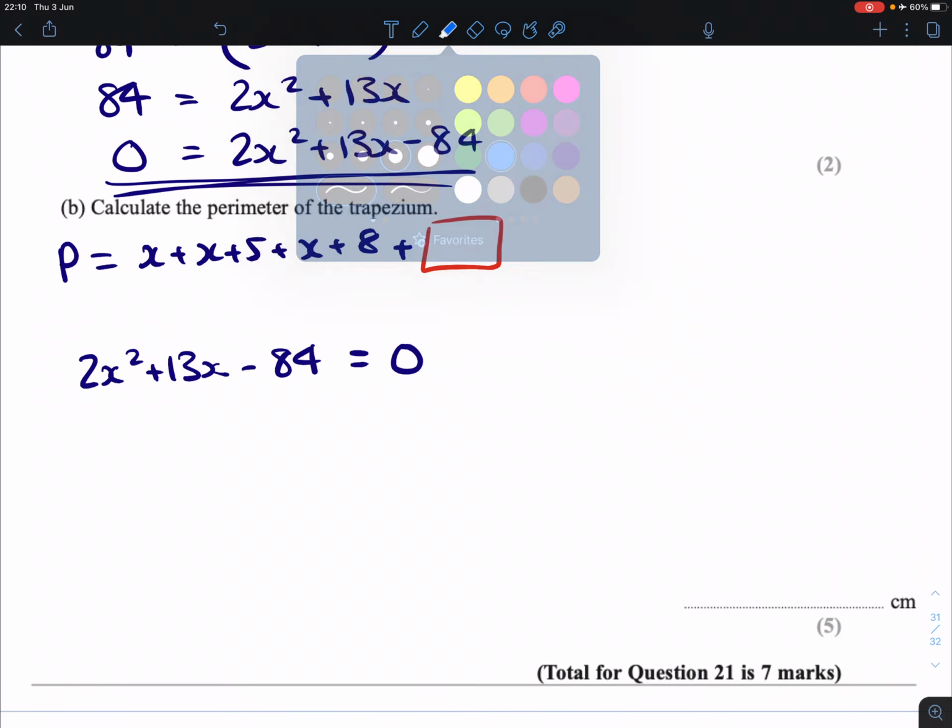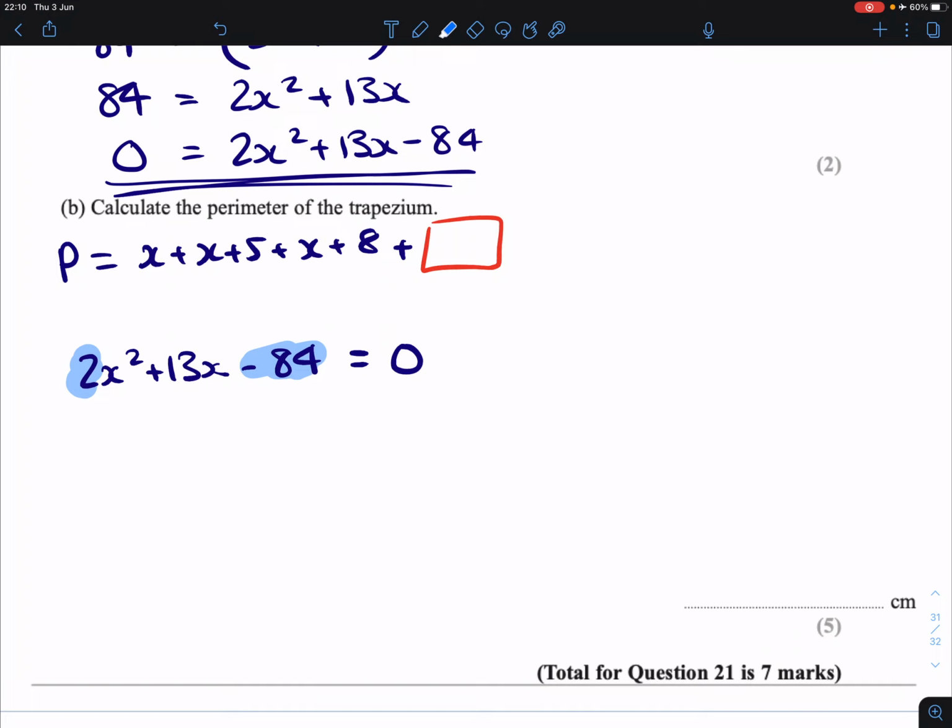To factorize this quadratic, we first of all start by doing a times c, 2 times negative 84, which will give us a negative 168. Now that negative basically tells us that we're going to have 1 plus and 1 minus, because you need that positive times a negative to get 168. Then we look at all the factors of 168.